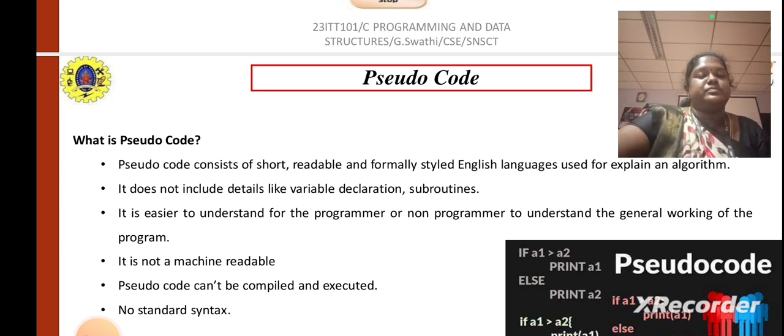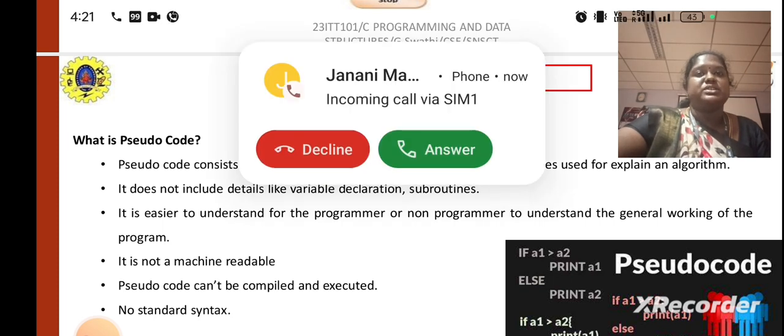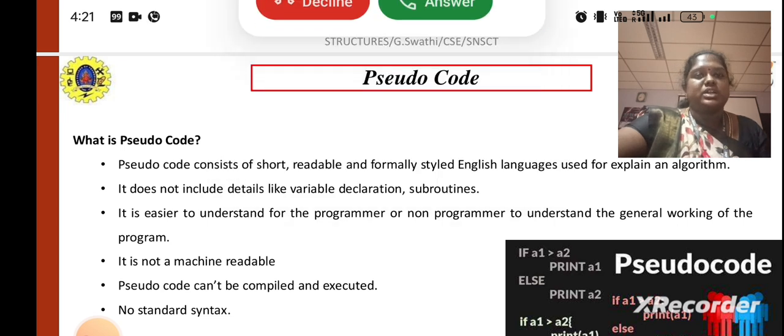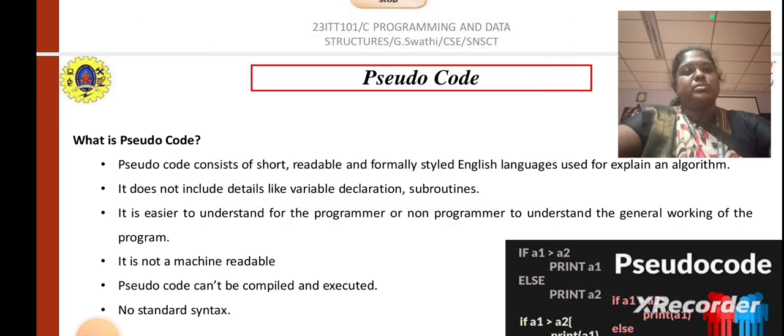Pseudocode consists of short, readable, and formally styled English language used for explain an algorithm. It does not include detailed like variable declarations, subroutines. It is easier to understand for a programmer or non-programmer to understand a general working of a program. It is not a machine readable. It is not a machine readable. Pseudocode cannot be compiled and executed. No standard syntax, etc.